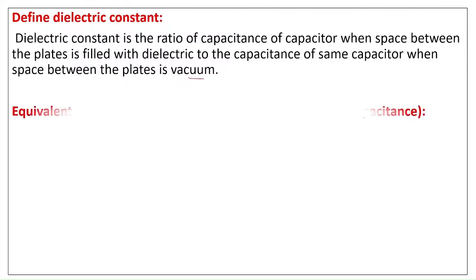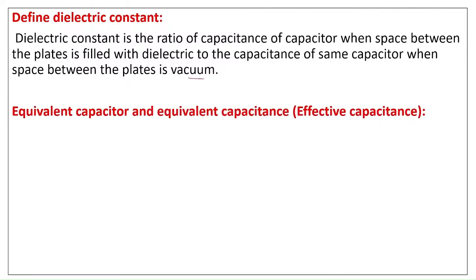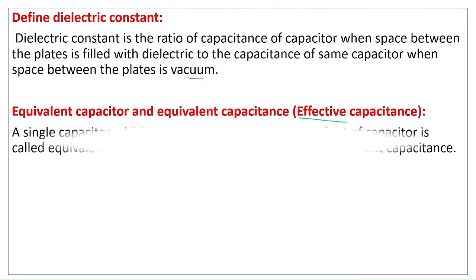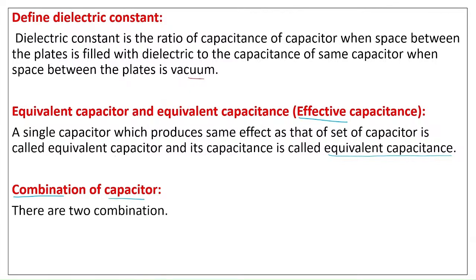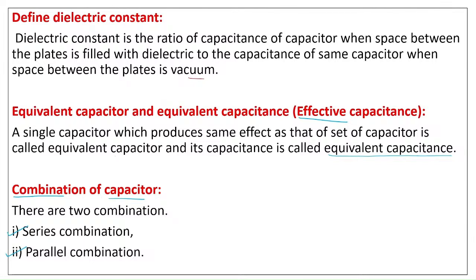Next, equivalent capacitor and equivalent capacitance, or effective capacitance. A single capacitor which produces the same effect as that of a set of capacitors is called an equivalent capacitor, and its capacitance is called equivalent capacitance. Now we will see combinations of capacitors. There are two combinations. 1. Series combination. 2. Parallel combination. Let's study one by one.